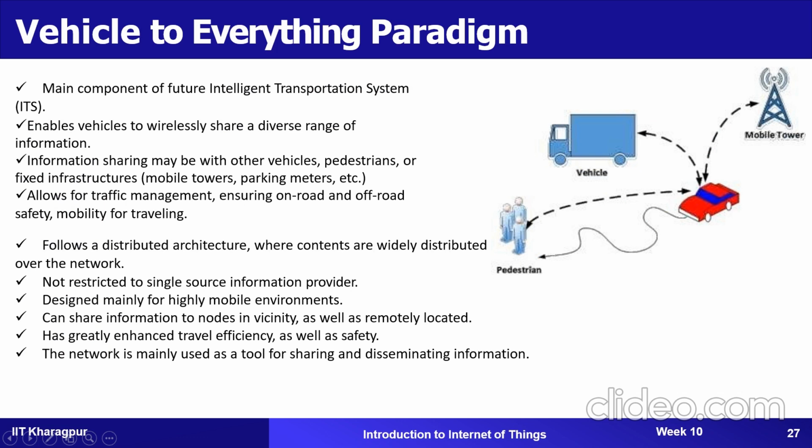It follows a distributed architecture where contents are widely distributed over the network. It is not restricted to a single source of information provider. It is mainly designed for a highly mobile environment and can share information with nodes in the vicinity as well as those which are located remotely. It has greatly enhanced travel efficiency as well as safety. The network is mainly used as a tool for sharing and disseminating information.